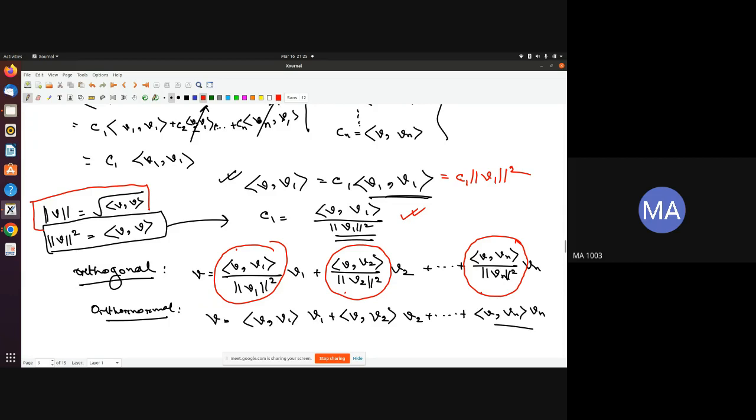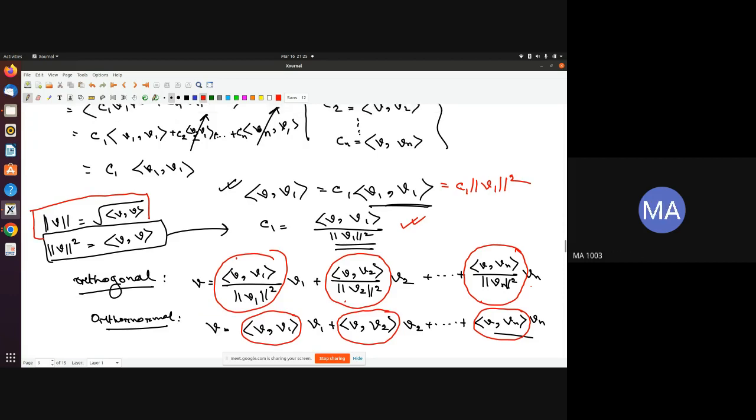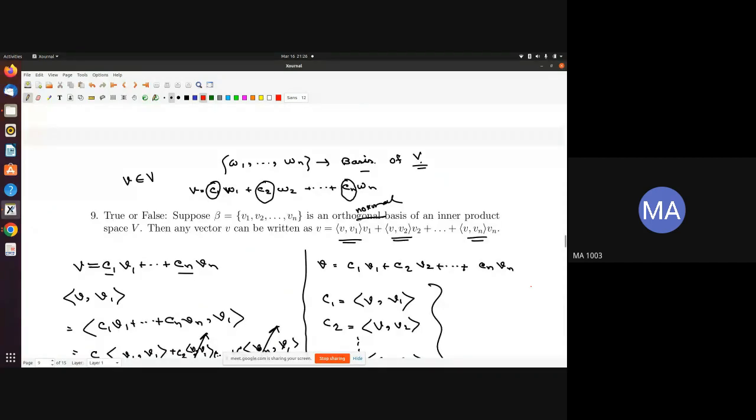Now when the norm is 1, the denominator will always be 1, so we are only left with the inner product. This c_i would be clear. So that is what we wanted to prove. Whenever I have an orthonormal basis, I can write any vector as a linear combination where my coefficients, the scalars, are basically the inner product of v with v_i. That is my c_i.